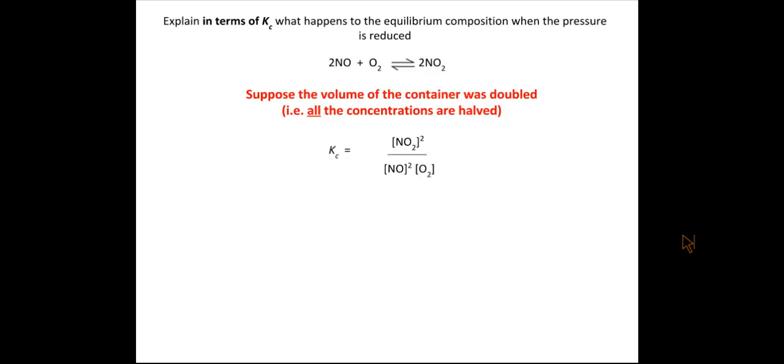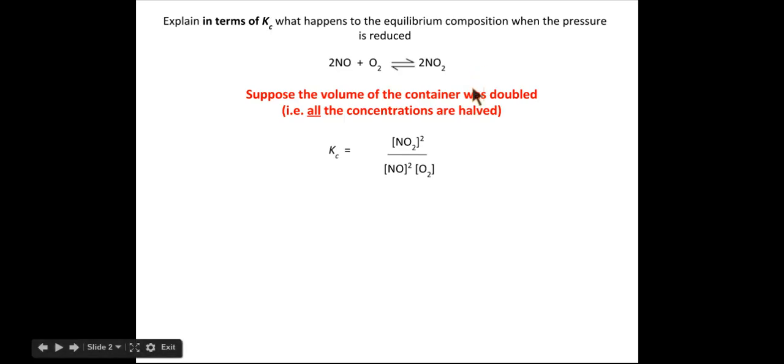As well as Kc calculations, we are sometimes asked to explain in terms of Kc what's going to happen to the composition of an equilibrium mixture if a factor is changed. Now, remember that the only thing that can change the value of Kc is temperature. So in the first one here, we're going to explain in terms of Kc what's going to happen to the equilibrium composition when the pressure of this equilibrium system is reduced.